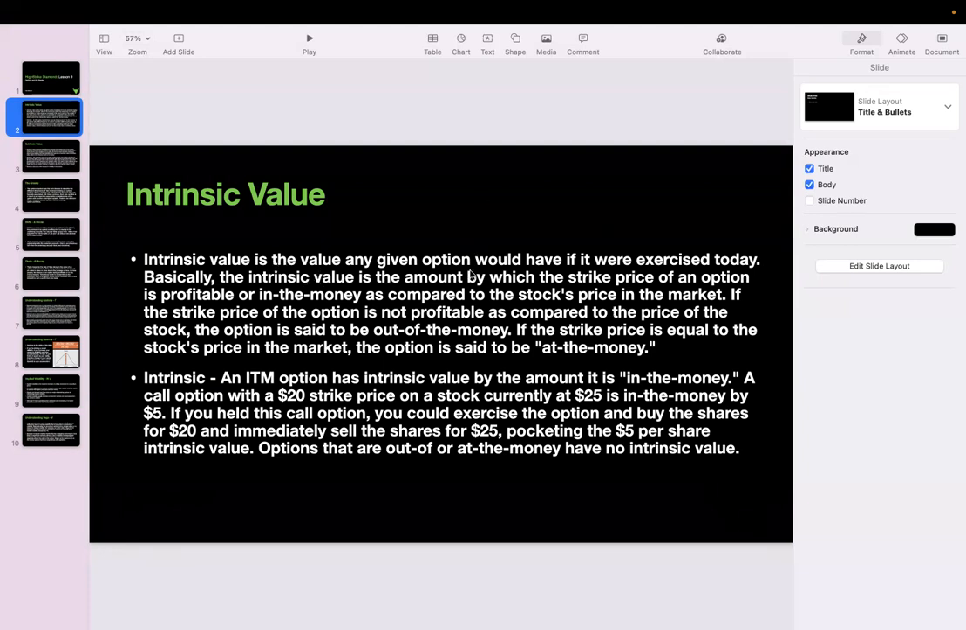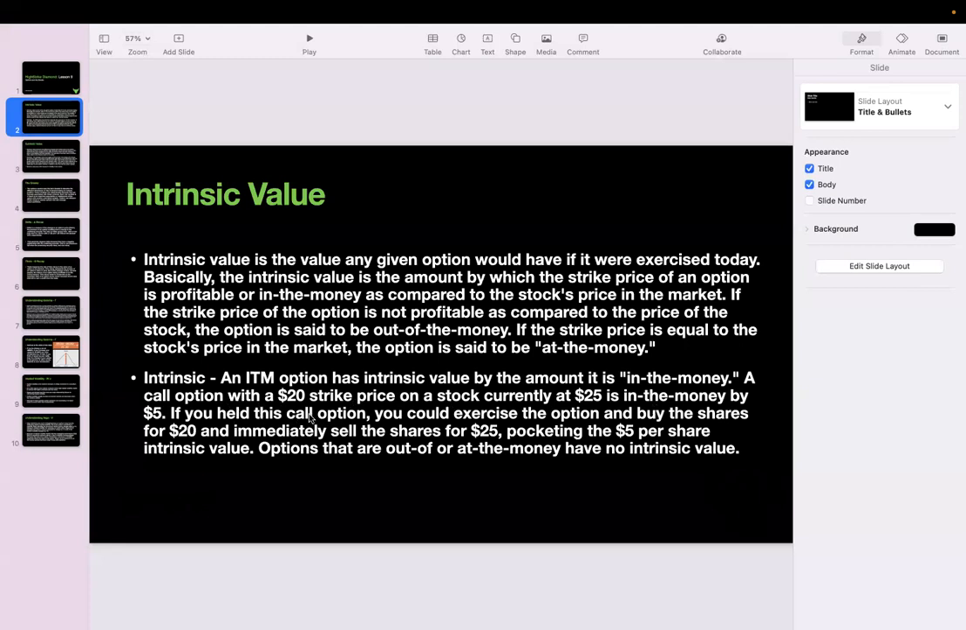Intrinsic value is the value any given option would have if it were exercised today. Basically, the intrinsic value is the amount by which the strike price of an option is profitable or in the money as compared to the stock's price in the market. If the strike price of an option is not profitable as compared to the price of the stock, the option is said to be out of the money. If the strike price is equal to the stock's price in the market, the option is said to be at the money. An in the money option has an intrinsic value equal to the amount it's in the money. A call option with a $20 strike price on a stock currently at $25 is in the money by $5, right?